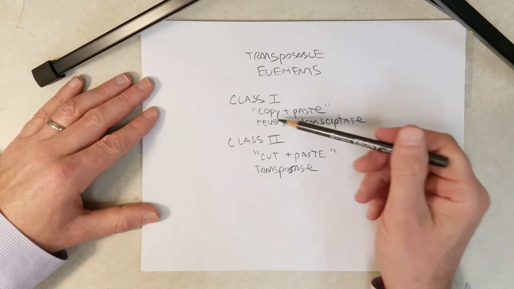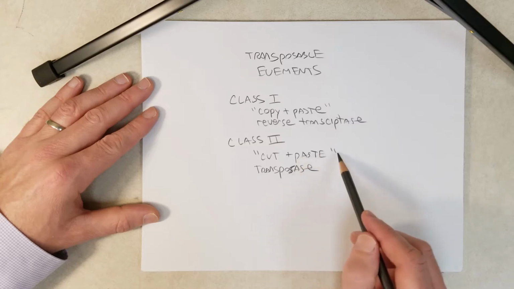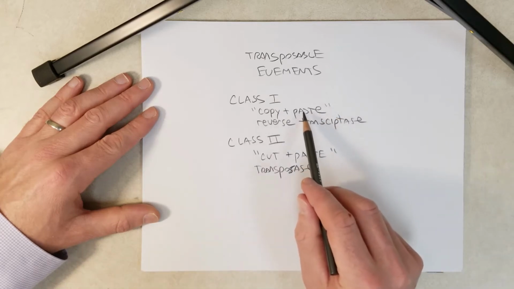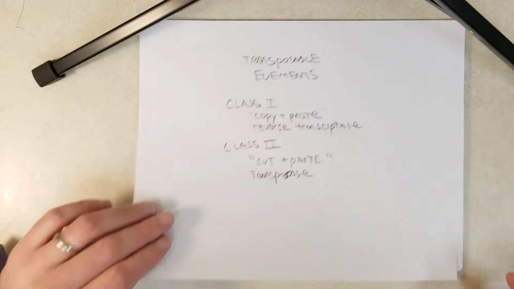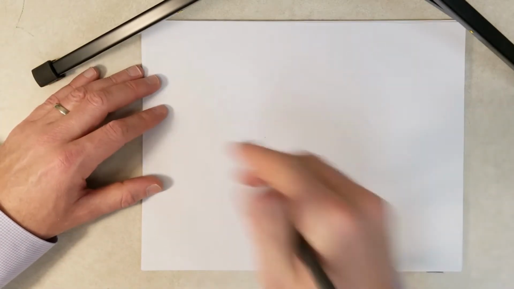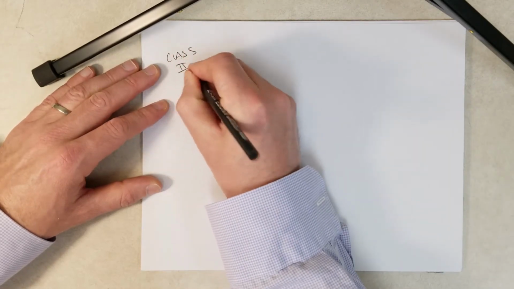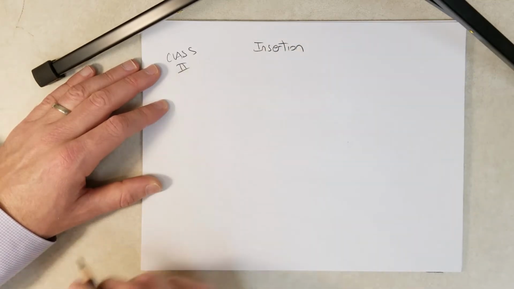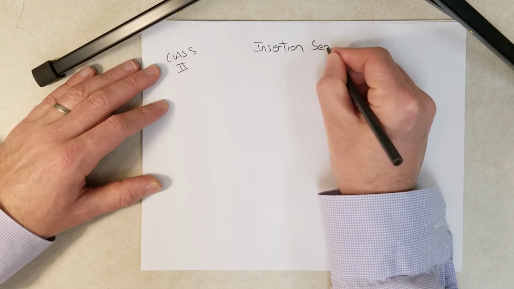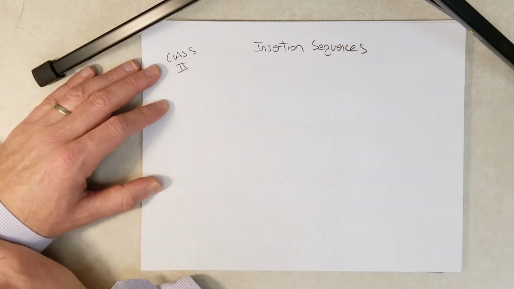And in this video, we're going to take a look at the cut and paste mechanism, and in future videos we will look at the copy and paste mechanism. Now, as promised, I am going to talk about a very simple type of class 2 element. One group of class 2 elements are known as insertion sequences, and these are typically found in prokaryotic genomes, but there are some eukaryotes that have insertion sequence-like class 2 elements.